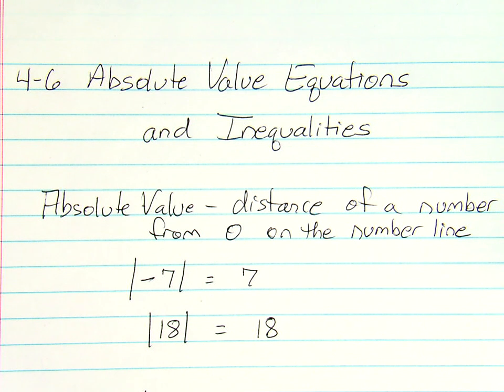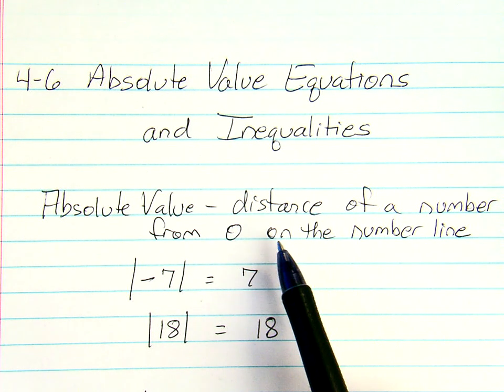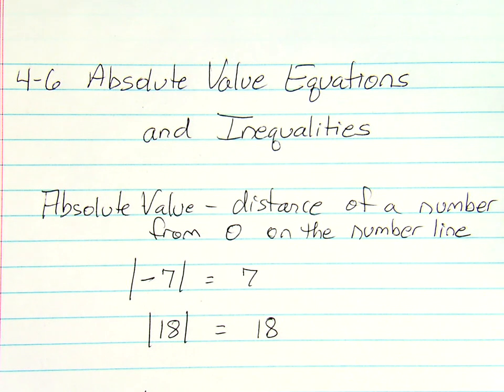So today we're going to be talking about absolute value equations and inequalities. But first we're going to remind ourselves as to what absolute value is. Absolute value is the distance of a number from 0 on the number line. So we are just looking at a distance, and distance can never be negative.